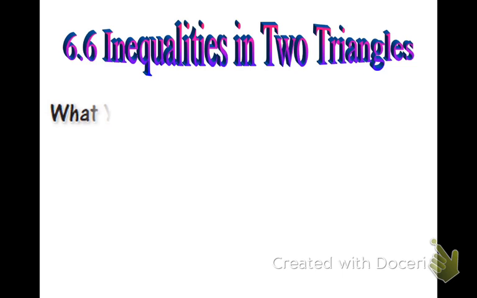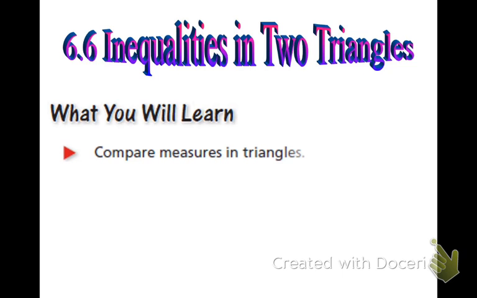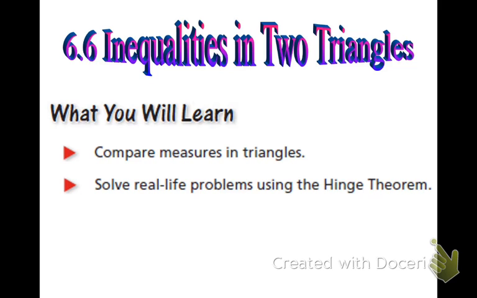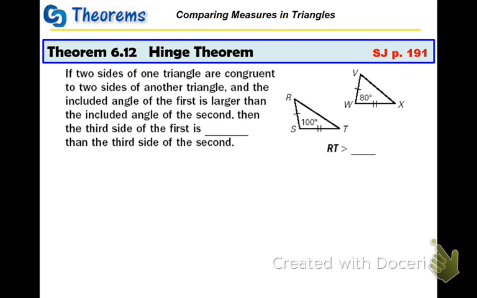So you're going to learn how to compare measures in a triangle, and then you're going to learn real life examples, okay? And then, yep, page 191. You're going to learn the hinge theorem, okay? I'll explain why it's called the hinge theorem. There's a picture in your textbook you'll see of a gate. And a gate somehow made a triangle.